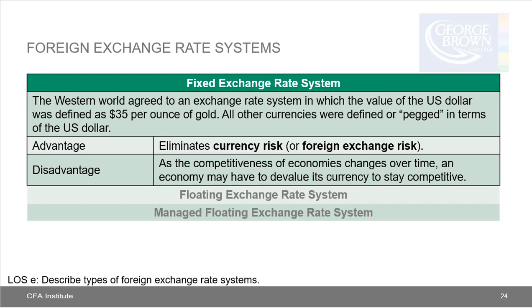A fixed exchange rate system or regime, we're going to show an example. At the Bretton Woods Conference in 1944, the major nations of the Western world agreed to an exchange rate system in which the value of the US dollar was defined as $35 per ounce of gold. In other words, a dollar was equivalent to 1/35 of an ounce of gold. All other currencies were defined or pegged in terms of the US dollar.